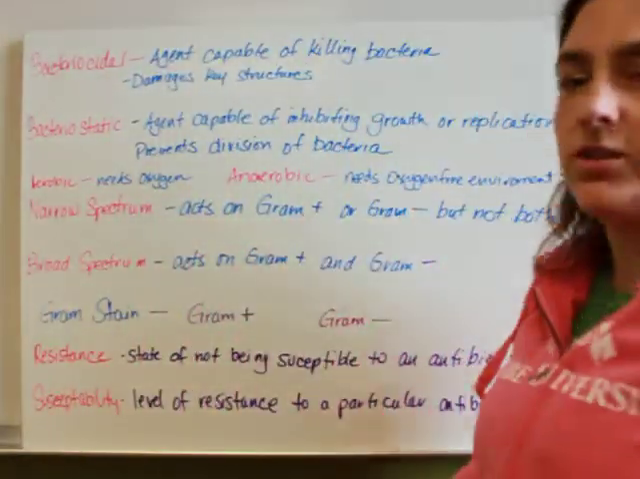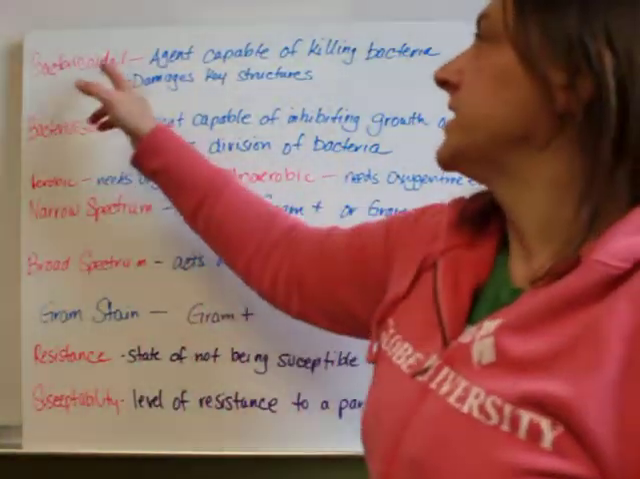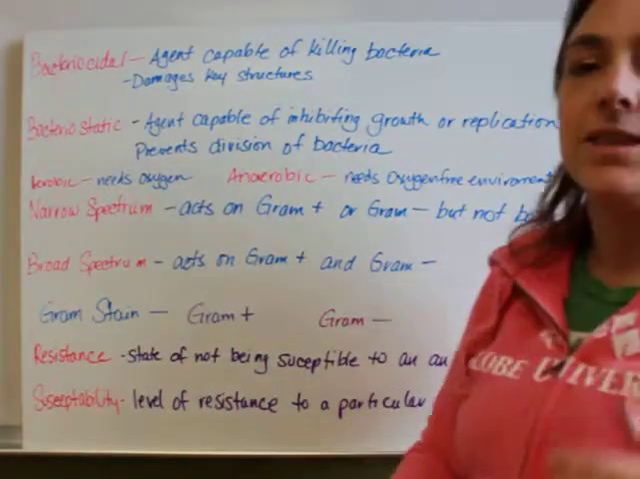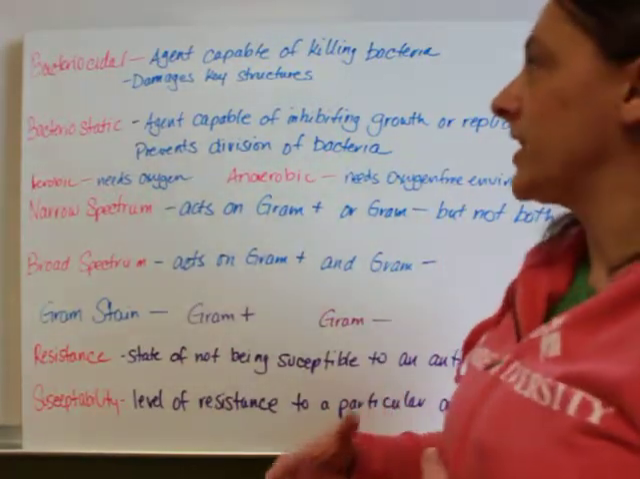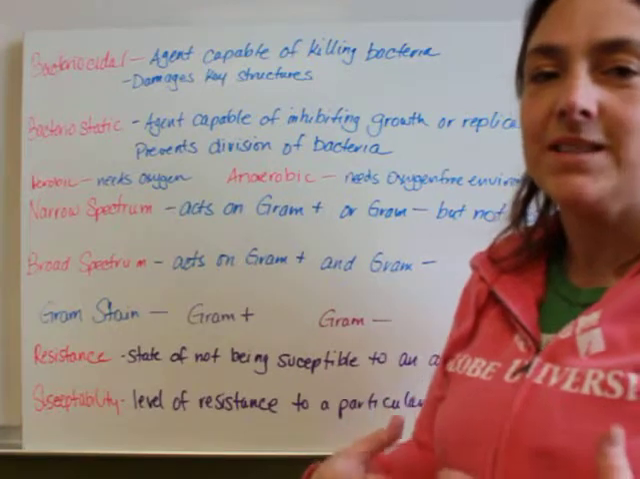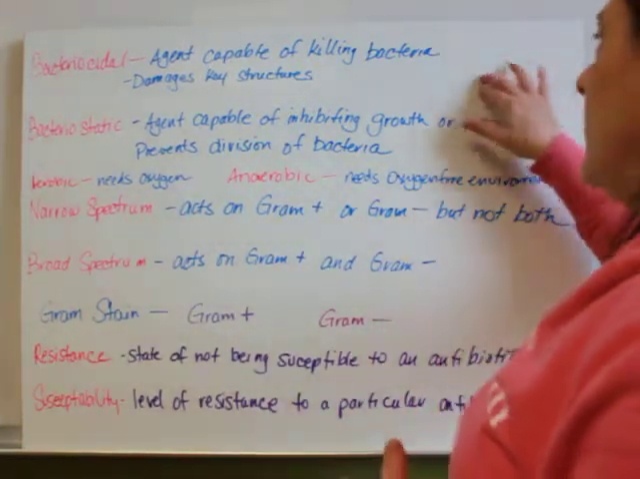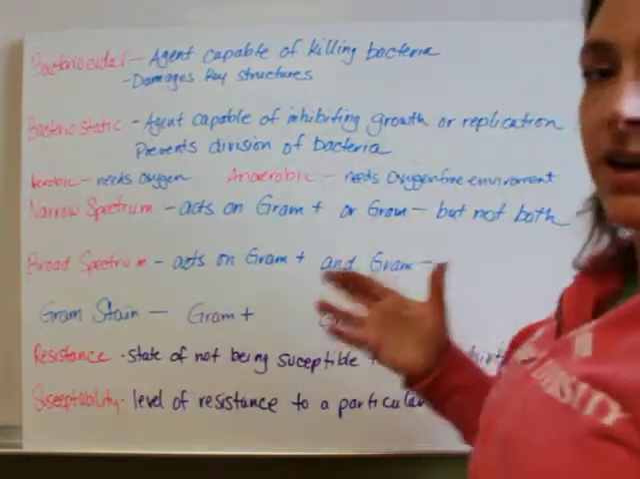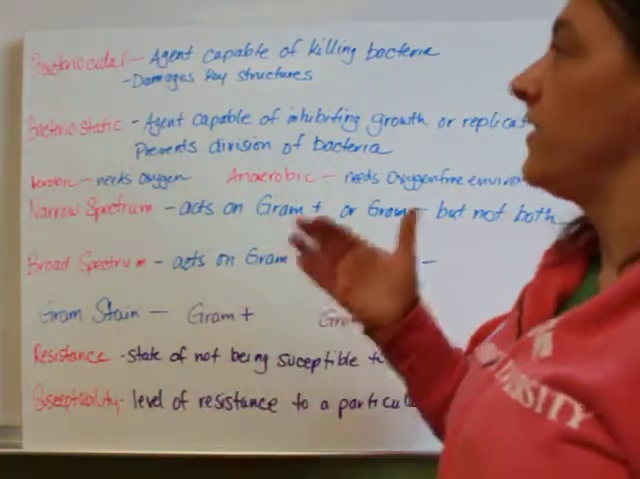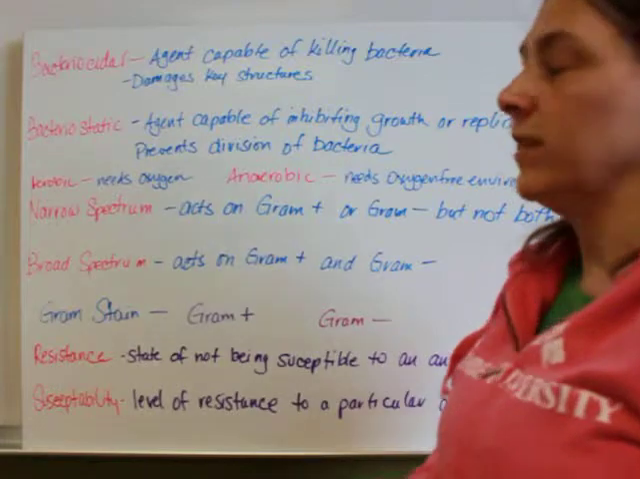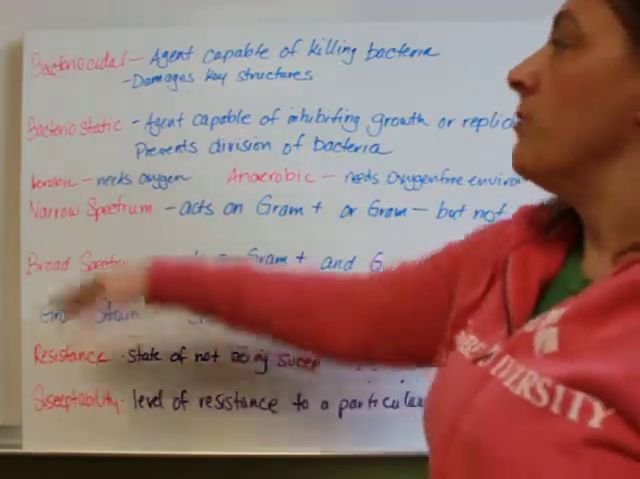Some other definitions that you need to know: bactericidal. Basically, this is an agent that is capable of killing bacteria. Basically, it kills key structures in the bacteria. So this would be like a gun, right? A guy with a gun shooting people. That is bactericidal. Kill, kill, kill.